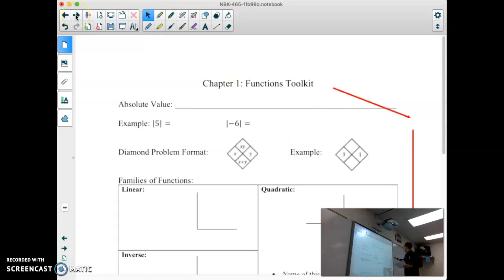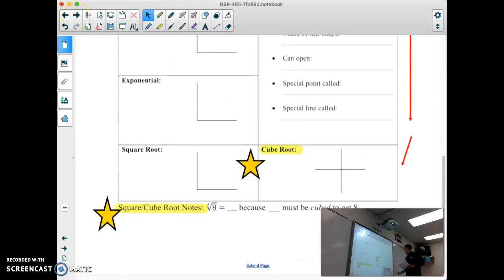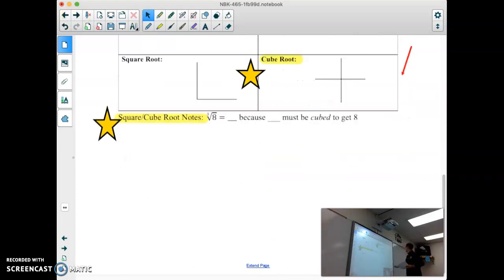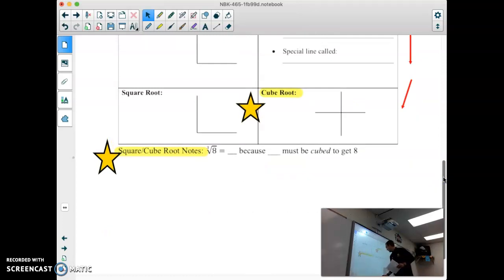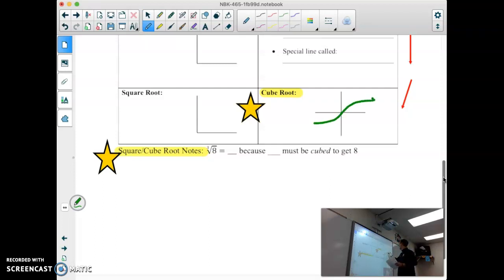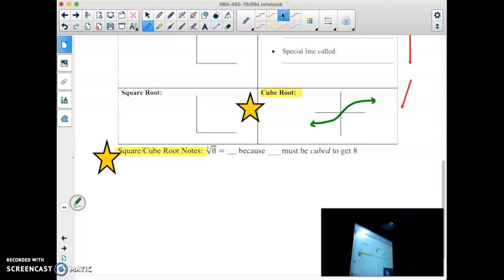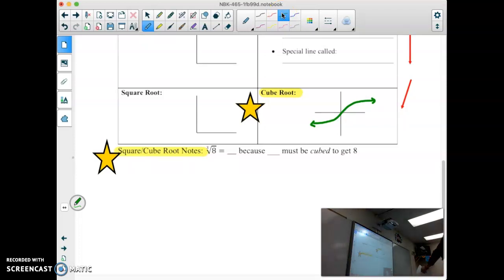And then last but not least, we've got our toolkit for today. So again, we talked about the cube root. For this function again, we can see it a little bit nicer on this picture here. It's going to look something like that for the shape of that graph. We know that the cube root of 8 is 2, because 2 must be cubed to get to 8. So again, what this means is that 2 times 2 times 2 is equal to 8.